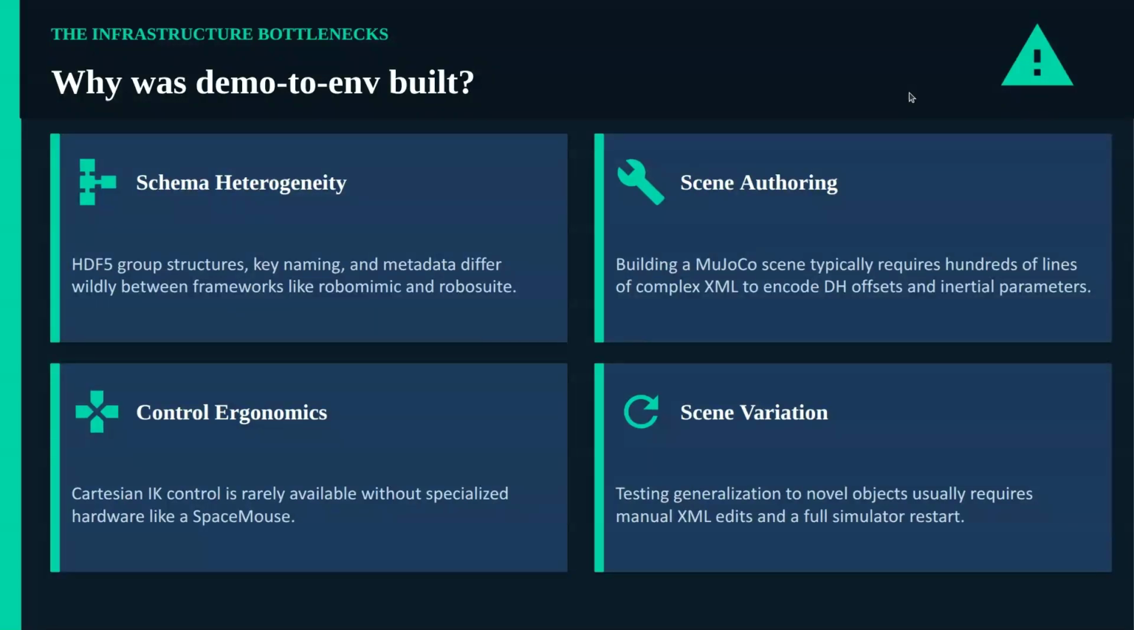Also, when you replay your loaded demo file and try to modify something in it, Cartesian inverse kinematics control is not available in most of the existing simulators without specialized hardware. So joint control is available. You can select the joints and move them, but not Cartesian control. And for joint control, it can sometimes be tricky to reach the object. So we should have that flexibility, since Cartesian inverse kinematics control is not currently there in most simulators.